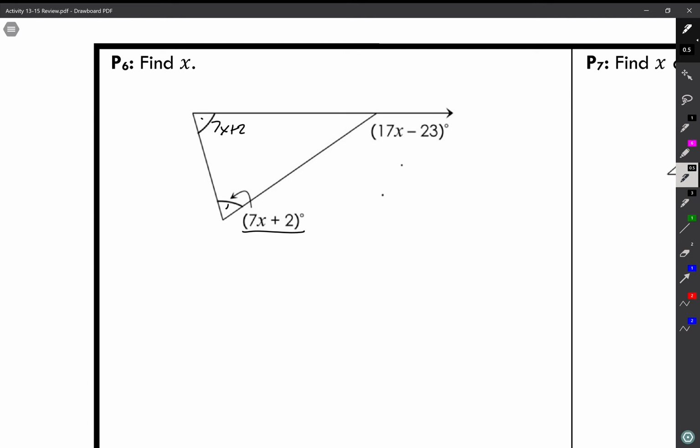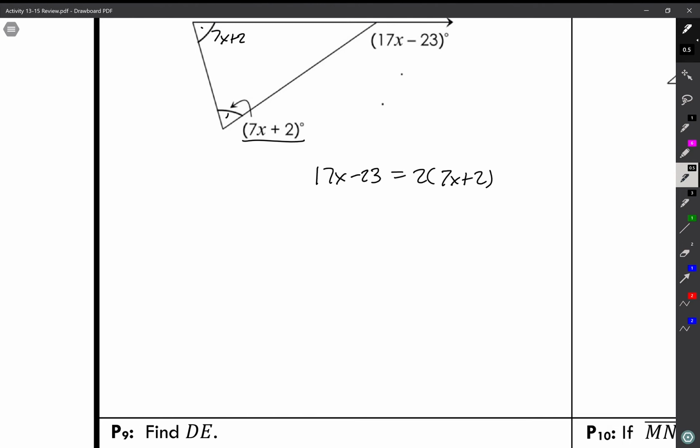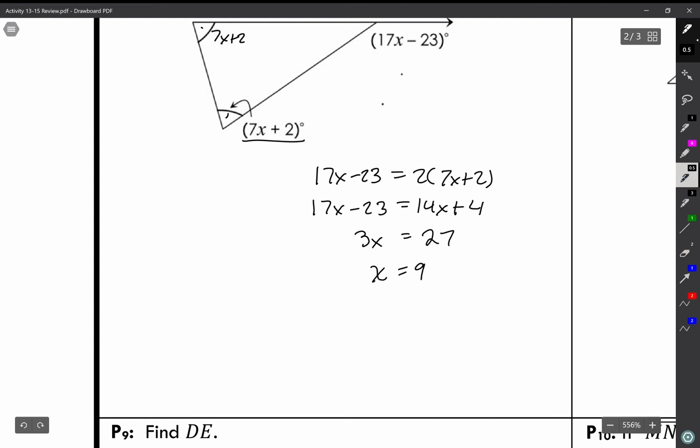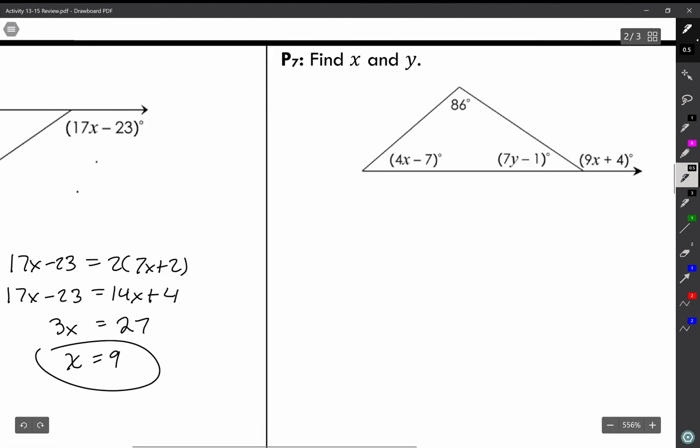So I can just say that 17x minus 23 is equal to 2 times 7x plus 2. Alright, and then that gives me, let's distribute the right side to get 14x plus 4. And then let's solve for x now. Okay, so I'm going to subtract 14x from both sides to get 3x, add 23 to both sides to get 3x is equal to 27, so x is equal to 9. And that's all we were wanting to find for that one, so we're done.